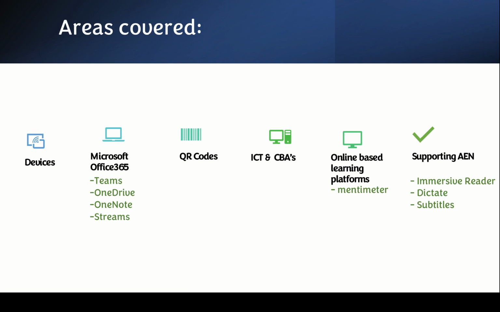This evening we're going to look at 6 key areas. We're going to look firstly at the different types of devices that might be used in your school. We'll then take a look at the Microsoft Office 365. This webinar is mainly focused around the Microsoft Learning Tools. Then we'll take a look at QR codes and how they can help share information and support student learning. We'll incorporate ICT and CBAs as we go throughout the evening.